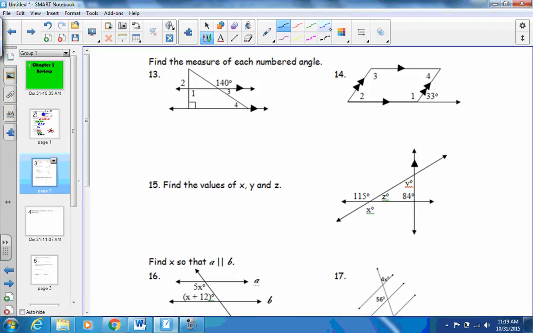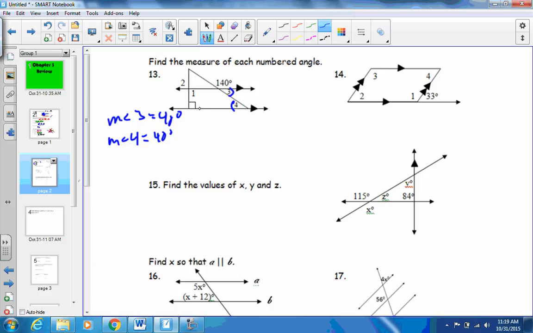Angle 3 we should be able to figure out because that's a linear pair with 140. So to get to 180, that would be 40 more degrees there. If those two lines are parallel, then 3 and 4 should be congruent because those are alternate interior angles. So that one's also 40 degrees.